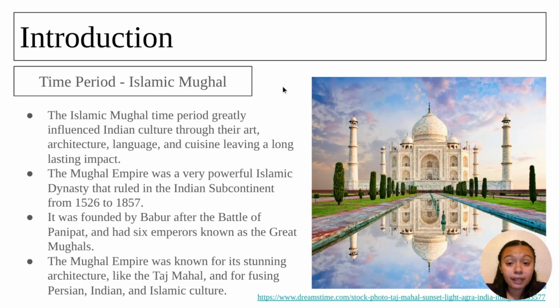The empire had 6 emperors during its reign, known as the Great Mughals. The Mughal Empire was known for beautiful architecture. One well-known example is the Taj Mahal, which is shown here on the slide.